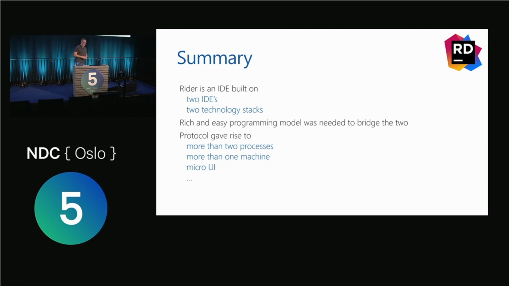So in summary, I would say Rider is an IDE built on top of two other IDEs, making it essentially three IDEs. It's a combination of the two. It's built on two technology stacks. We needed a very rich and flexible programming model to communicate between the two, which I think we managed to do. And this model also gave rise to a lot of things that we are releasing 5 years after we released Rider, which is multiple processes, remote development, Code With Me, and all of those things.